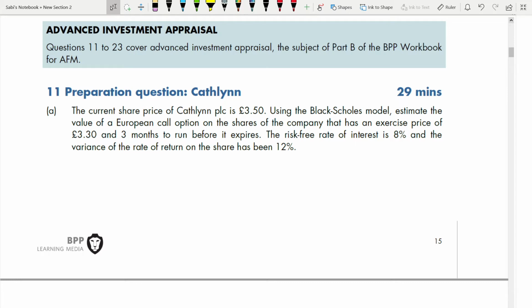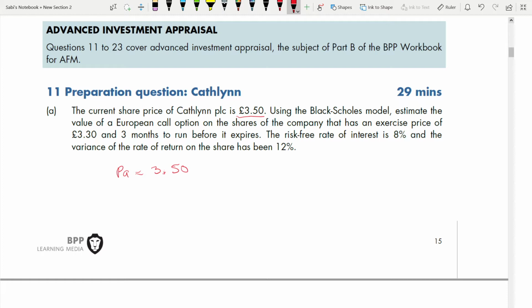So now let's see what the question is. It's a very small question. Part A is a calculation and part B is a theory part where we have to discuss the limitations of the Black-Scholes model. Question A says the current share price of Cathlynn PLC is 3.5. So 3.5 is the current share price, that means your PA is 3.5. Using the Black-Scholes model, estimate the value of a European call option on the shares.